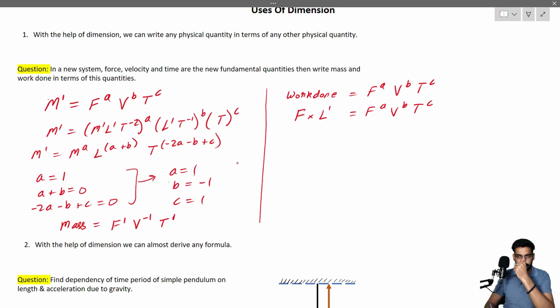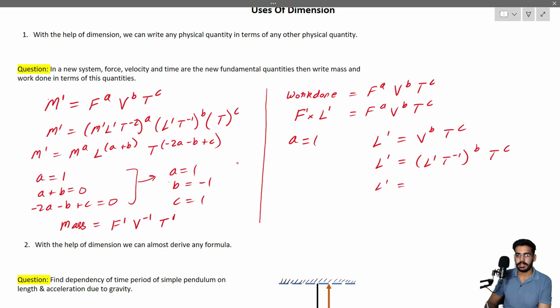I hope you will be able to do this fast, right? So from here, if we compare, a came 1, and what is remaining? L to the power 1 equals v to the power b, t to the power c. So directly write down L to the power 1, and v is L to the power 1 t to the power minus 1, to the power b, t to the power c. So from here L to the power 1 equals L to the power b and t to the power minus b plus c, right? So if you compare here, b equal to 1 and from then minus b plus c equal to 0, so c equal to also 1.